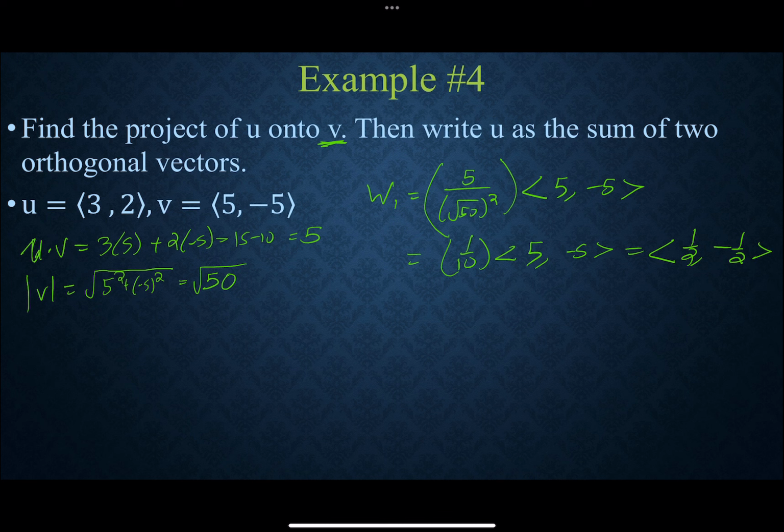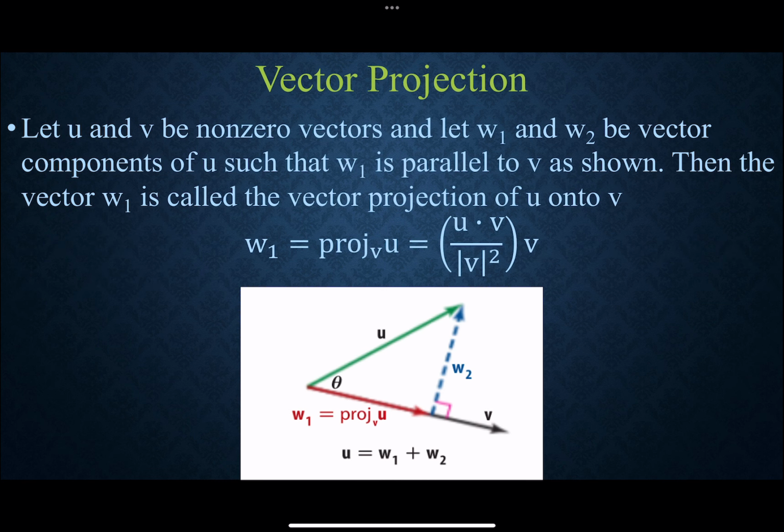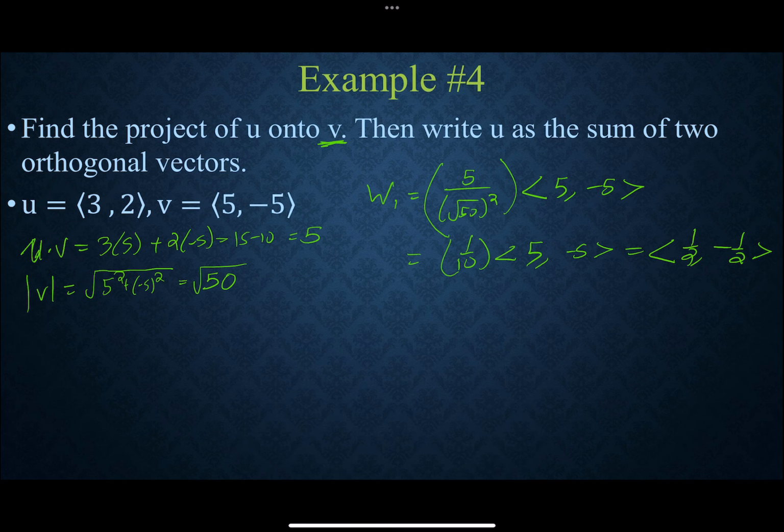And then the directions also want us to write u as a sum of two orthogonal vectors, which if you go back a second, u is equal to W1 plus W2. So we need to know what this W2 is. Well, luckily, we already know what u is, and we just found W1. So W2 is really just going to be, quite simply, u minus W1.